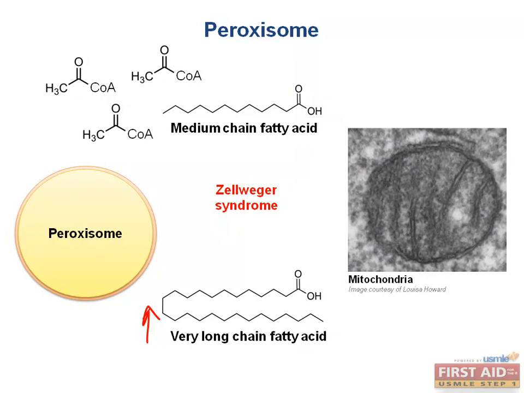So how would you recognize this in a newborn? Hypotonia, seizures, and an inability to eat would be the first clues that something's wrong, and hopefully after further testing you'd see that very long-chain fatty acids accumulating.